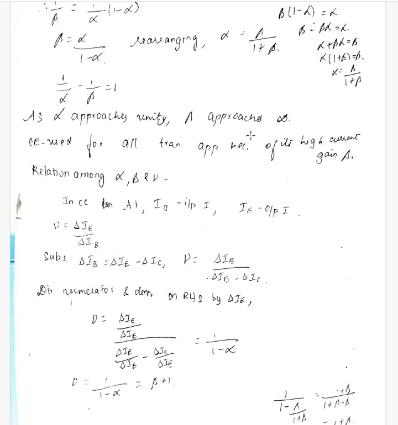As alpha approaches unity, beta approaches infinity. So CE is used for all transistor applications because of its high current gain beta. Beta is comparatively higher than the other two current gains.